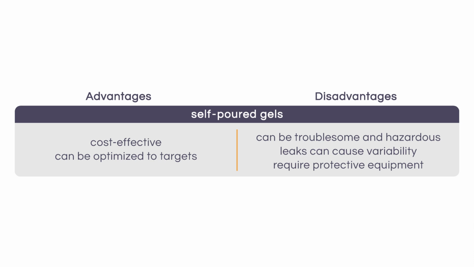Pouring your own gel can be cost-effective and allow you to optimize depending on your targets by changing gel chemistry, acrylamide percentage, well number, and gel thickness. On the downside, pouring your own gels can be troublesome and hazardous.